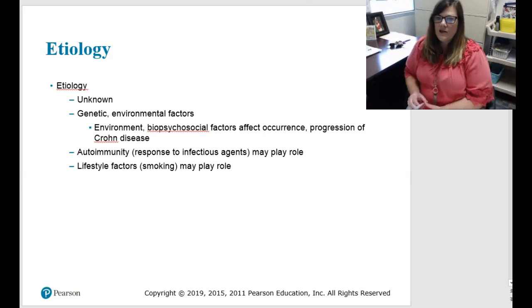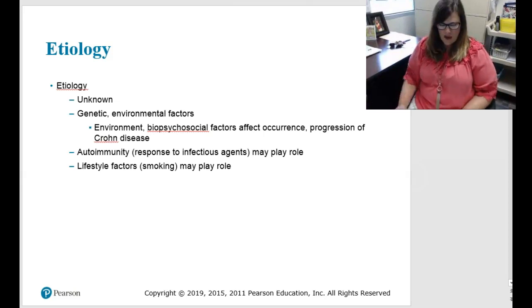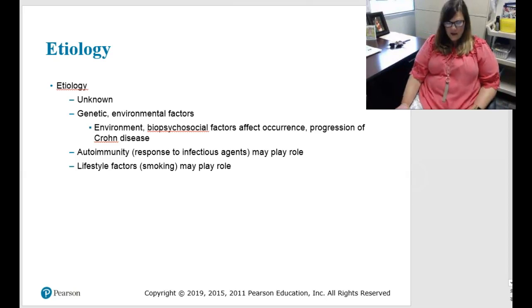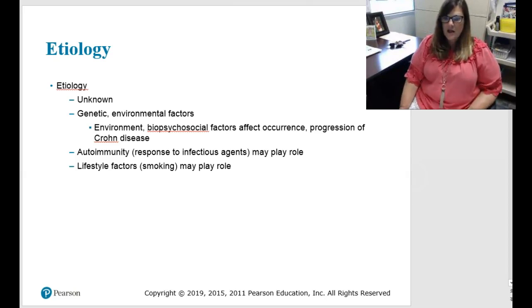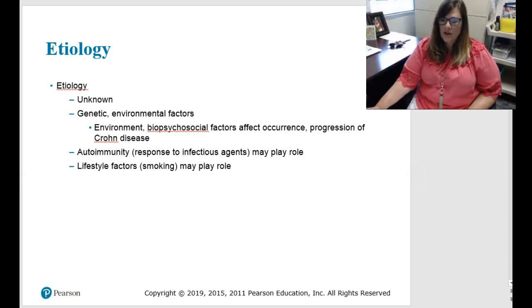So the etiology is really unknown for these diseases. We think a lot of different things. We think there might be genetic causes. We think there might be environmental causes. We think there might be some autoimmunity issues, but we're not really sure. Lifestyle factors, smoking may play a role, and we'll talk about that a little bit more.